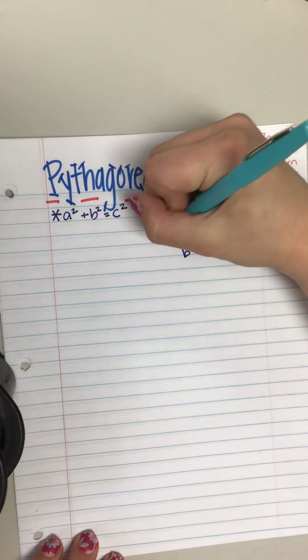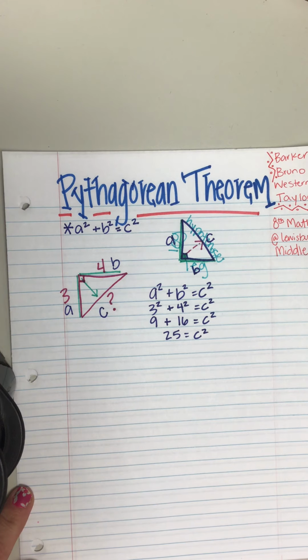3 squared plus 4 squared equals c squared. Now, in order to square something, you multiply it by itself. 3 times 3 is 9, plus 4 times 4 is 16, equals c squared. 9 plus 16 is 25. 25 equals c squared. We are not looking for c squared. Do not plug 25 in as your answer.